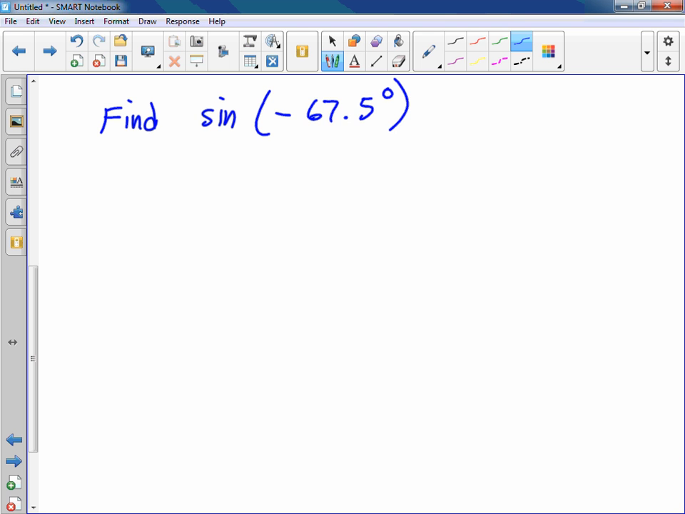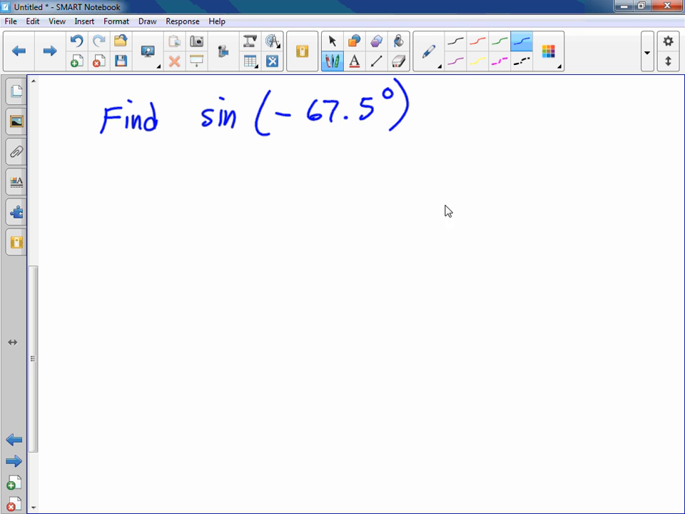And I know what you're thinking when you first see that. You're going to run for your calculator. But you can do it without a calculator using the double angle and half angle formulas. So let's check it out.